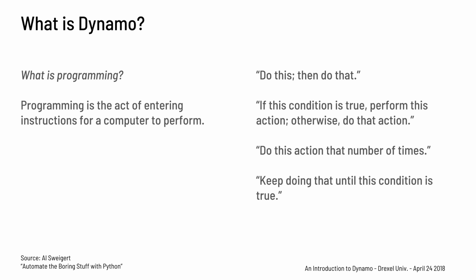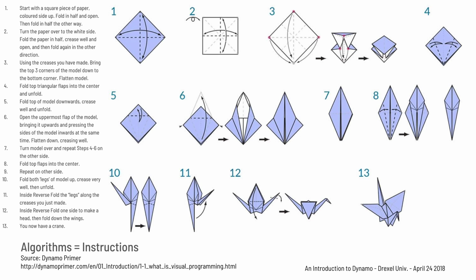Right? So what we're actually doing when we do programming is we're creating algorithms. An algorithm is just a set of instructions that lead to a predictable output. So this is an example of an algorithm for creating a paper crane. On the left side, we see a text algorithm that you could just read through, and it would tell you exactly the steps to follow.